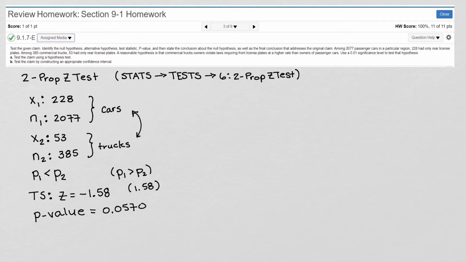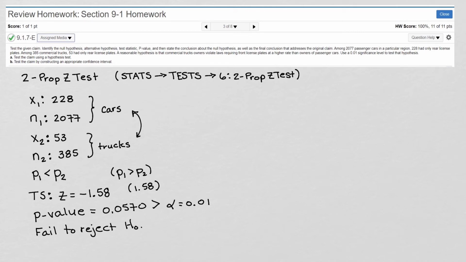Let's see, what do we have for our significance level? We are using an alpha equals 0.01 significance level, which means that P is greater than alpha, and that tells me to fail to reject the null hypothesis. Okay? So we're failing to reject the null hypothesis. The alternative is the claim.